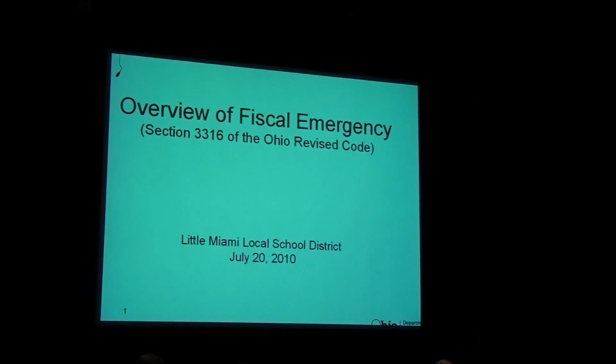Today is an overview of fiscal emergency. I think there are about 15 slides. There were a few handouts back in the back. I'm not sure if there's still any left, but some of you may have received one. If not, you may check with me afterwards if you have any questions. Everything that happens in fiscal emergency comes out of the Ohio Revised Code, section 3316.